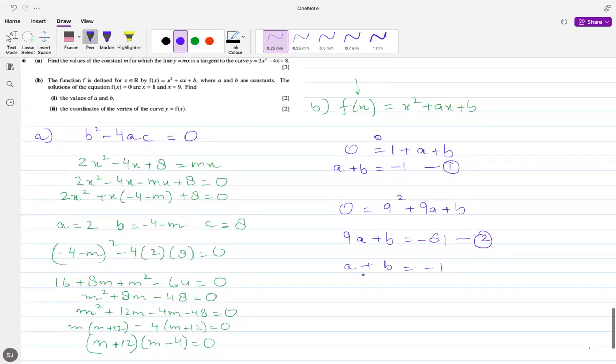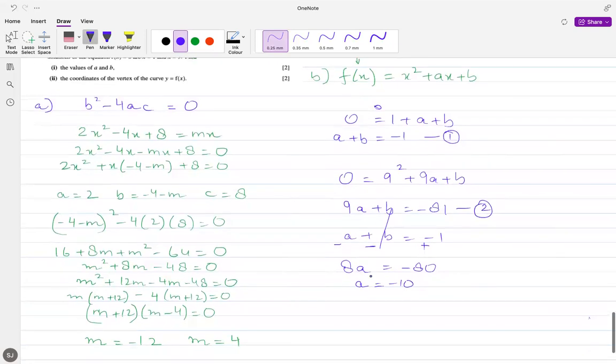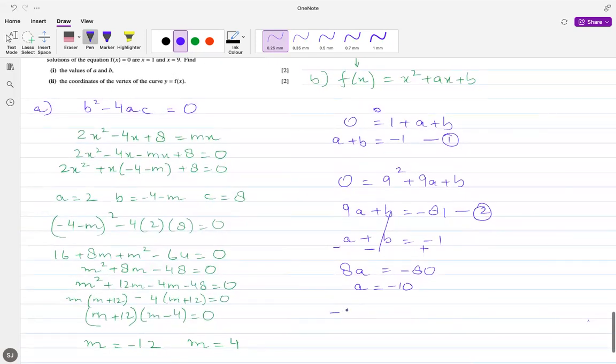So solving a plus b equals minus 1 and 9a plus b equals minus 81. You can first multiply the first equation by minus 1 to make the b's of opposite sign, so b and minus b will cancel out. 9a minus a will become 8a, and minus 81 plus 1 will become minus 80. So the value of a will be minus 10. To find the value of b, we'll substitute the value of a into either one of the two equations. As a plus b equals minus 1 is a simpler equation, I will use this one. So substituting a equals minus 10, minus 10 plus b equals minus 1. This will become b equals minus 1 plus 10. So the value of b will be equal to 9.